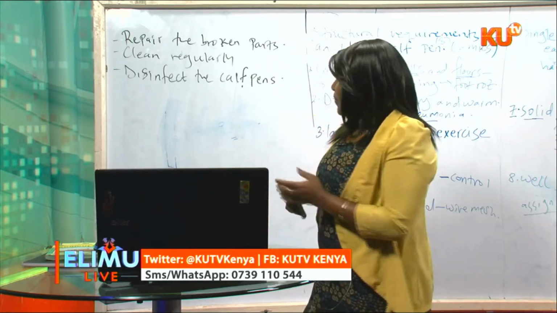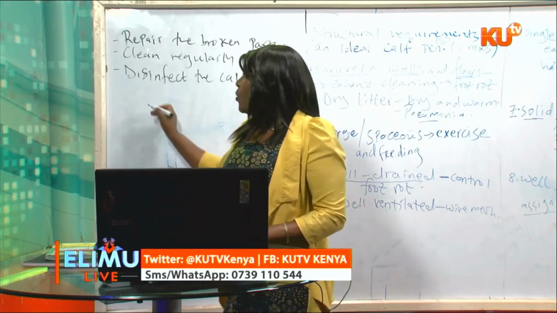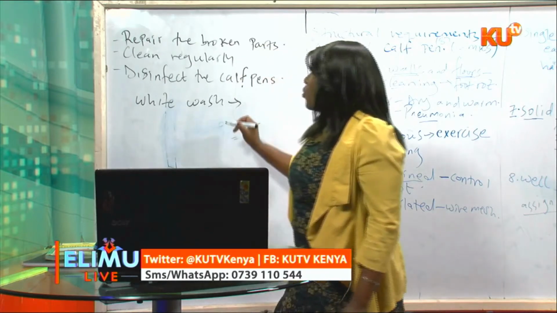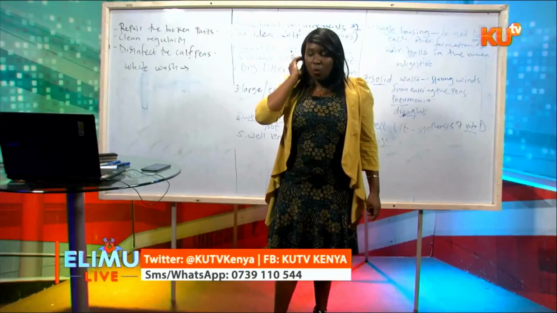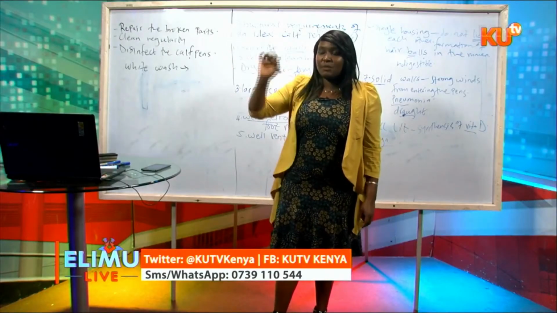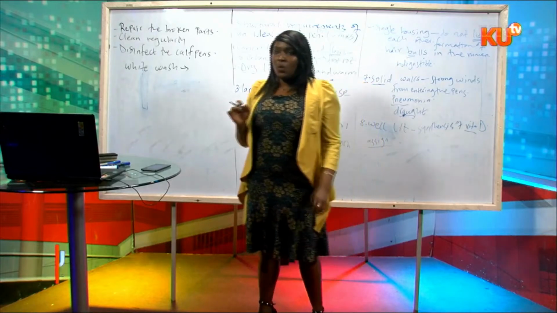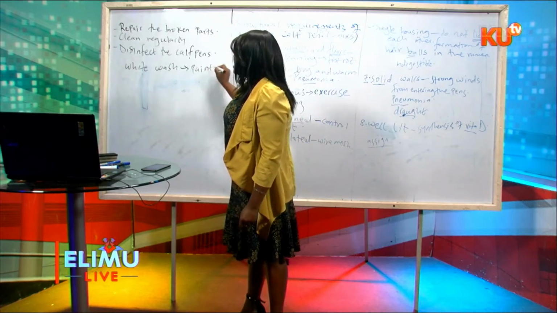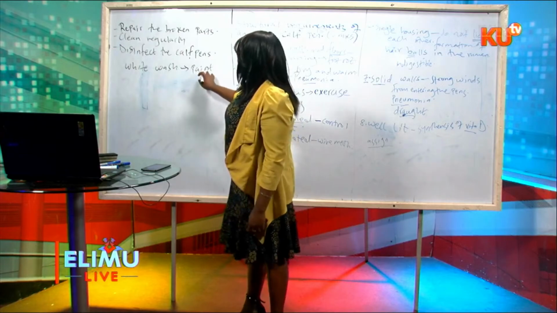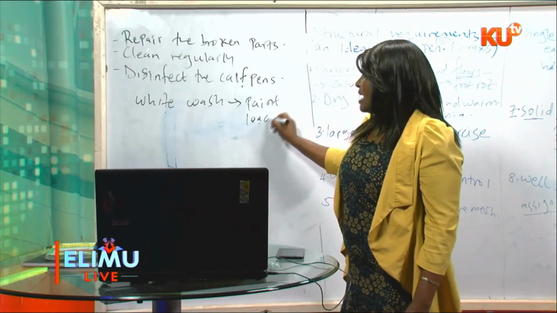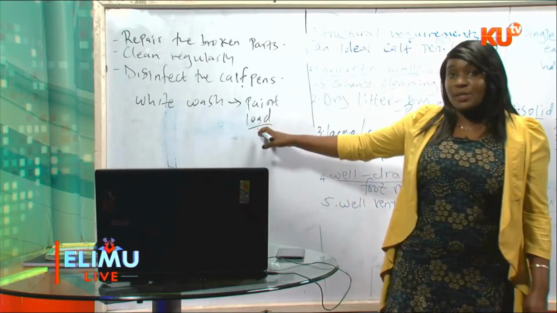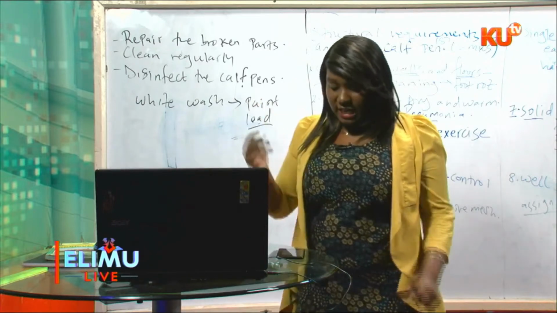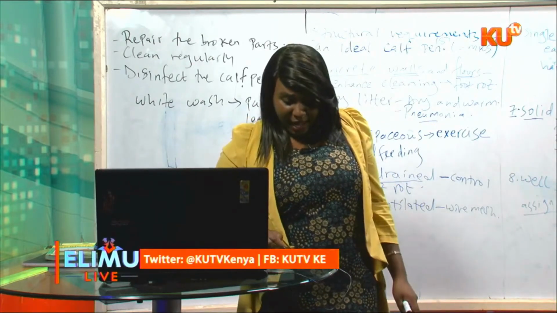Actually, we don't paint the calf pen white. We whitewash them. The reason why we whitewash is that we just wash the cement that has made the walls and the floors. We don't paint them at all, because the white paint or any paint contains lead. And lead, you know, is a poisonous metal. So we don't paint them because of the lead that can cause poisoning to the calves.